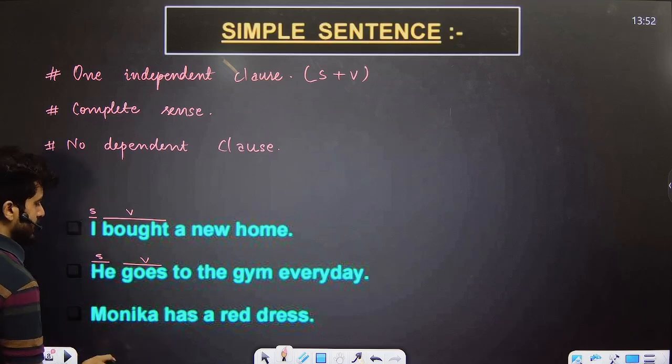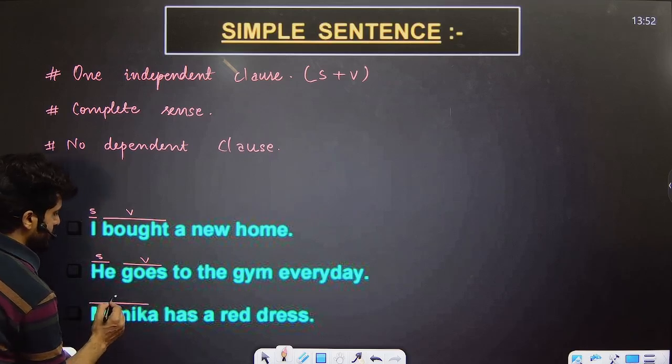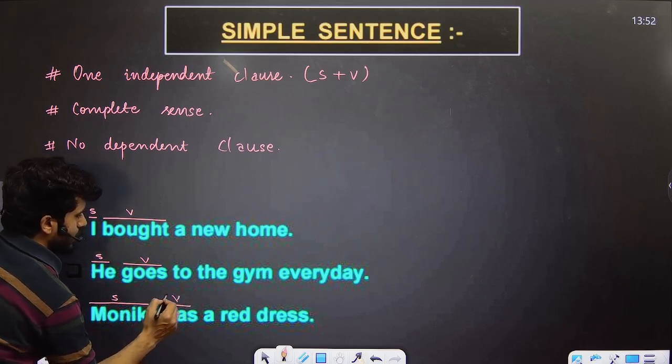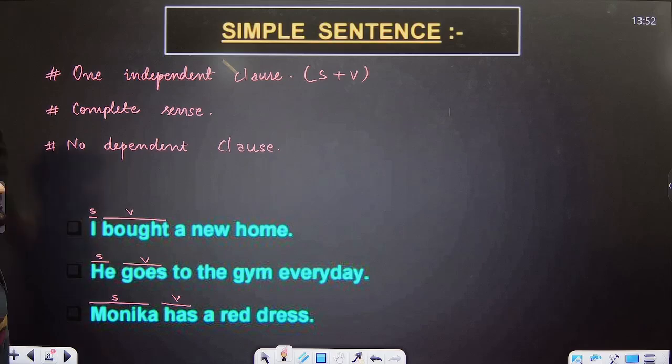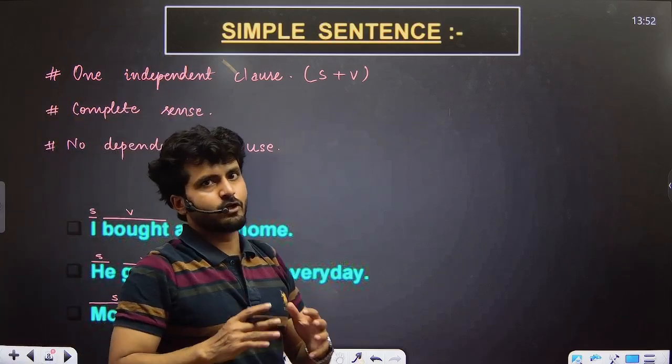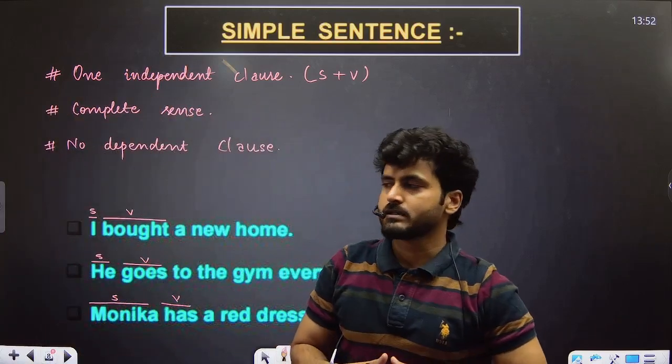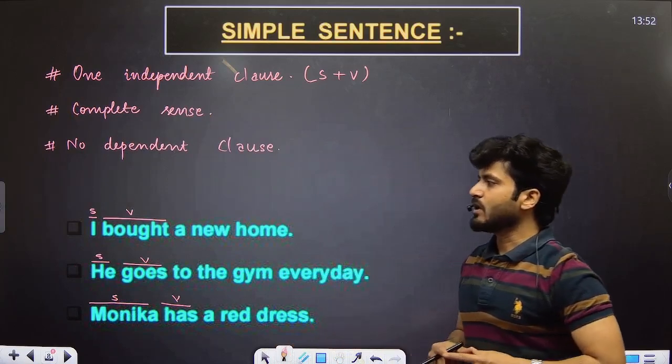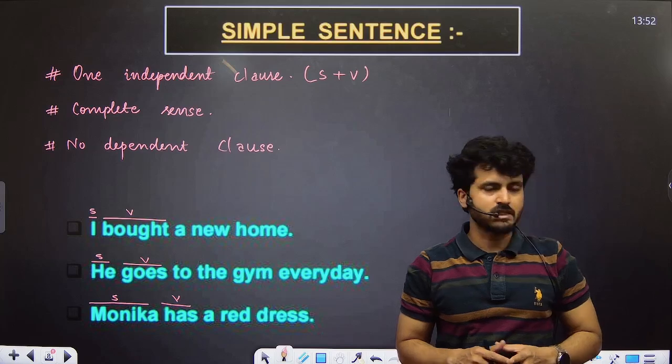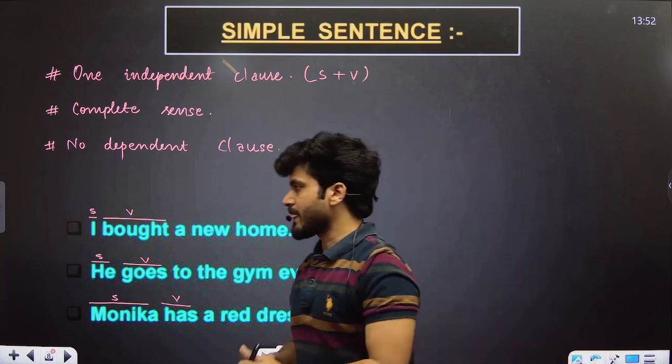Monica has a red dress. So Monica is one subject, has is the verb. That is your complete sense, it is conveying the complete sense, therefore it is termed a simple kind of sentence, and it has one independent clause, one subject and one verb. Got it?